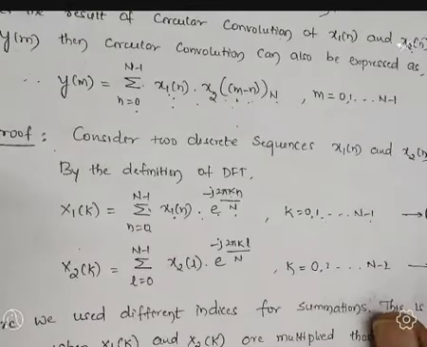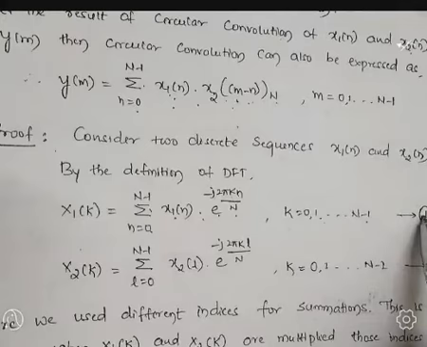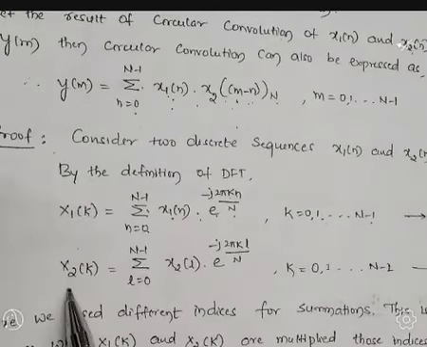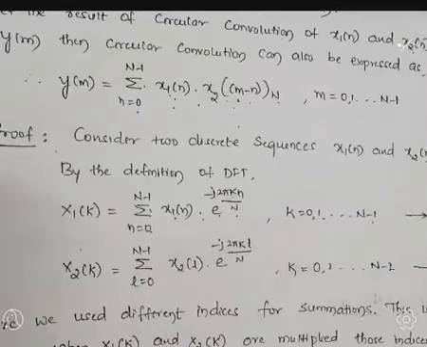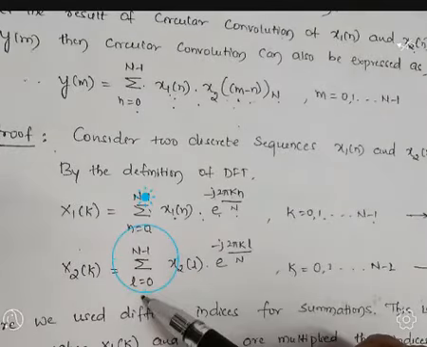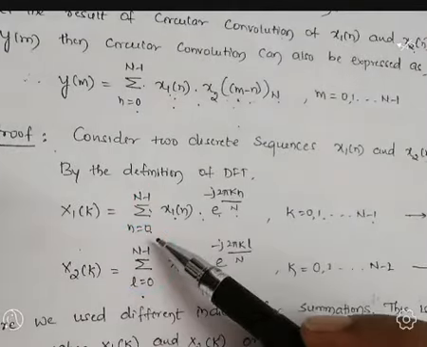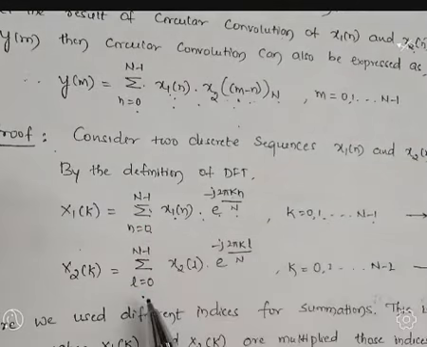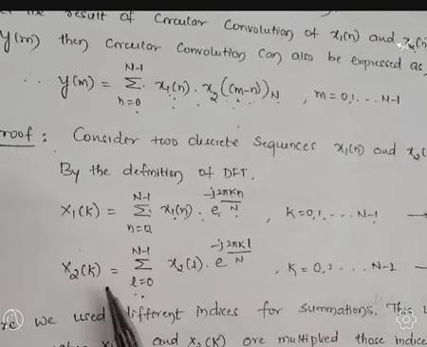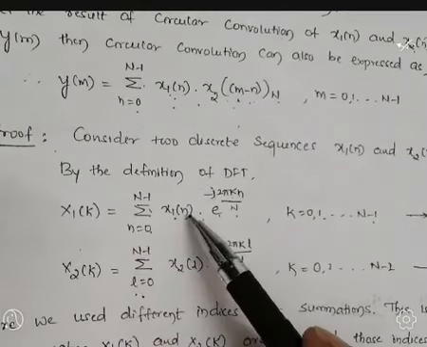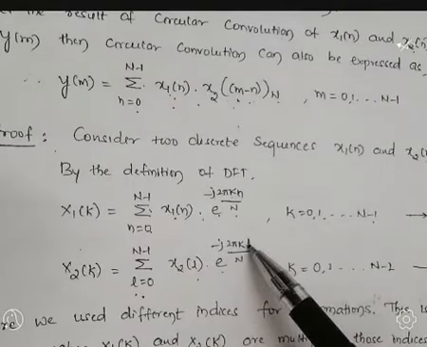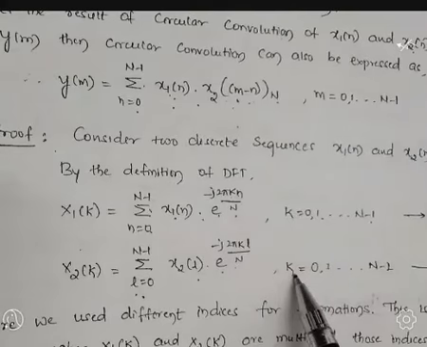Equation number 1. Now, x2 of k equal to, I will take another index, because there is an overlap. If you take the same indices, there is confusion. Because of that reason, I have taken one more different index, that is x2 of k equal to summation l equal to 0 to N minus 1 of x2 of l e to the power minus j 2 pi k l by N, where the value of k varies from 0 to N minus 1.